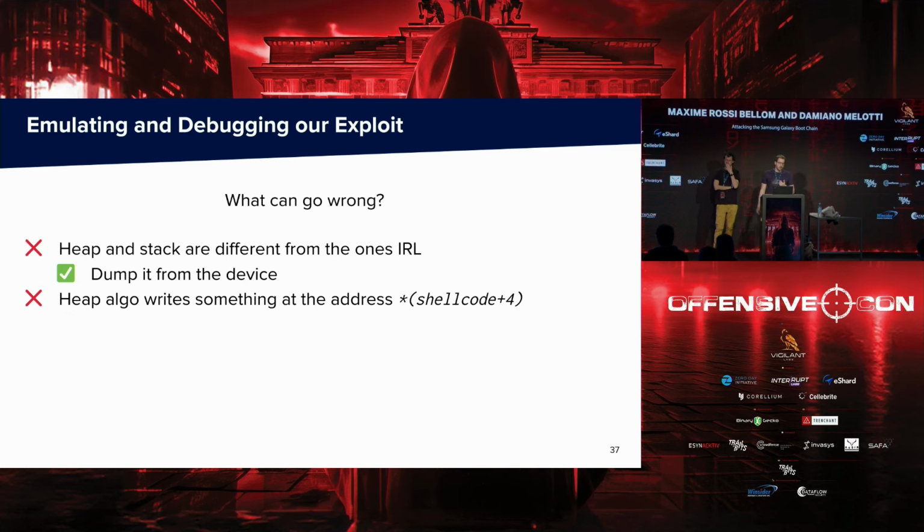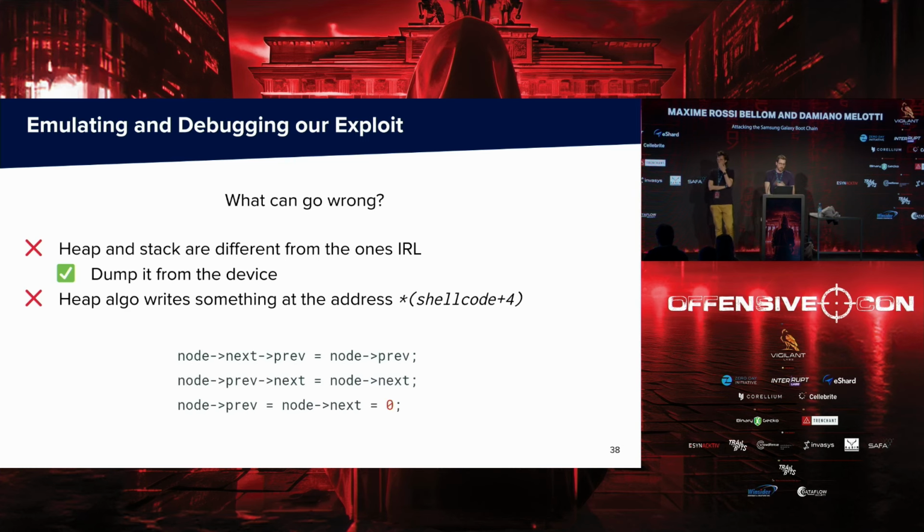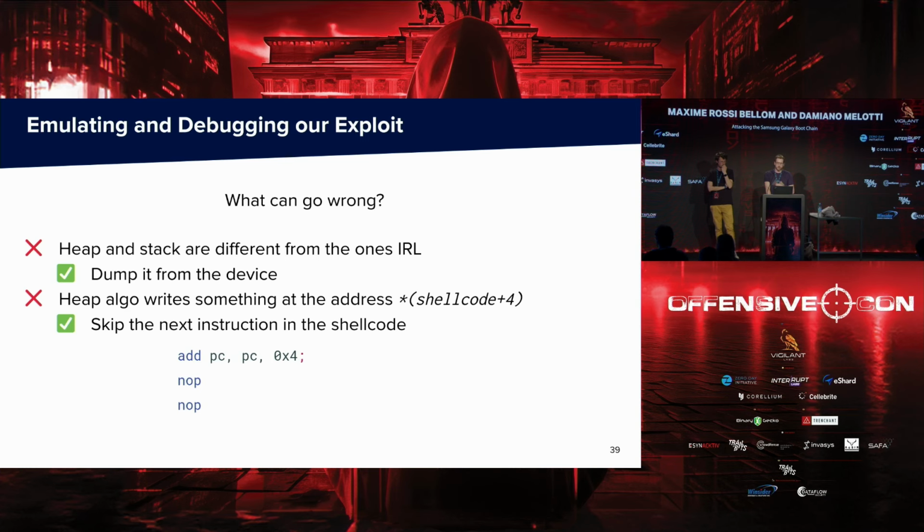The other problem we had is that the heap algorithm will write something at the address shellcode +4. This is because the routine used to remove the chunk from the free list will access the previous chunk to overwrite the next pointer. But it's very simple to work around. We just need to skip the next instruction. So if you are familiar with the ARM assembly, it gives something like that.